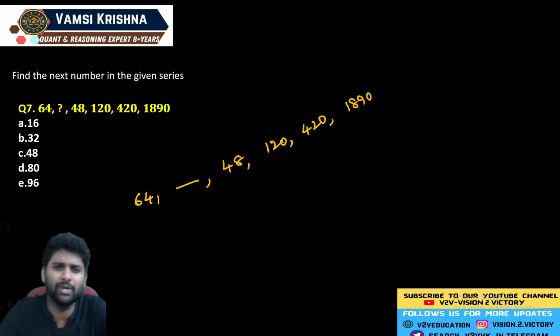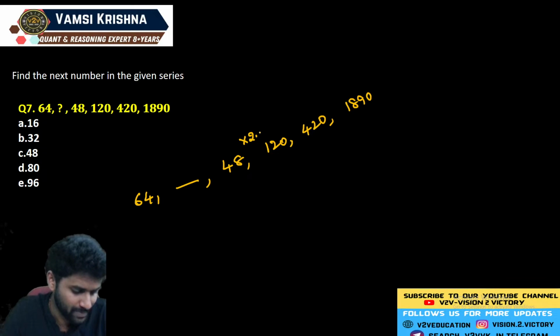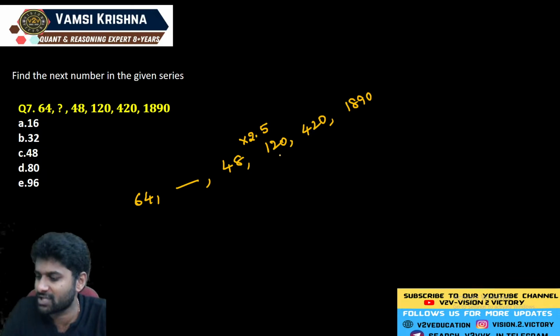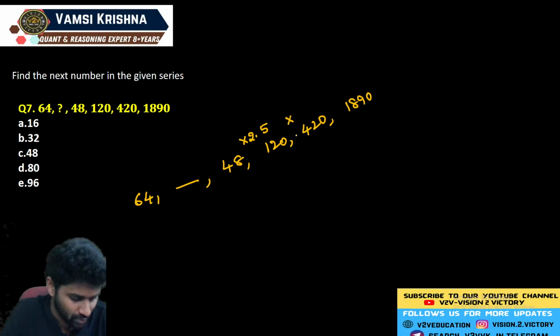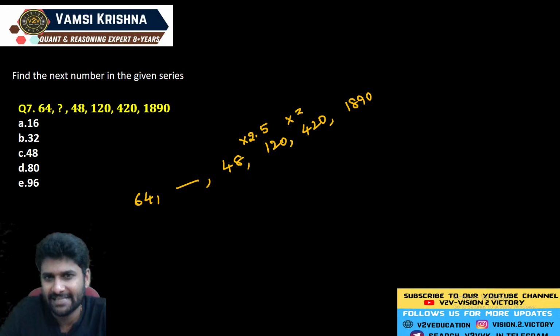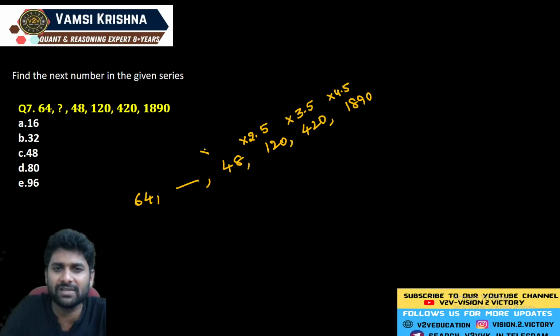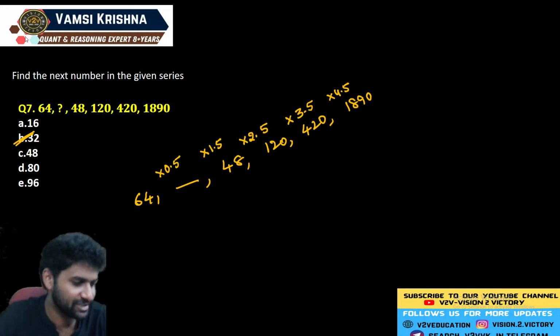Now see, you already know that 48 becomes 120, which is exactly multiplied by 2.5 times. See, 48 twos are 96. 96 plus 24 is equal to 120. Now see, 120 becomes 420. So what is possible here? 120 threes are 360. Again 60 extra means it's 3.5 times. So definitely next is 4.5. What about the previous one? It's 1.5 and definitely 64 is multiplied by 0.5. It's a value of 32. It's 32, guys.